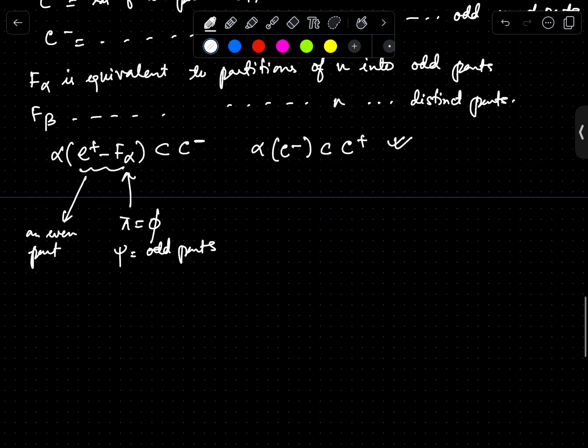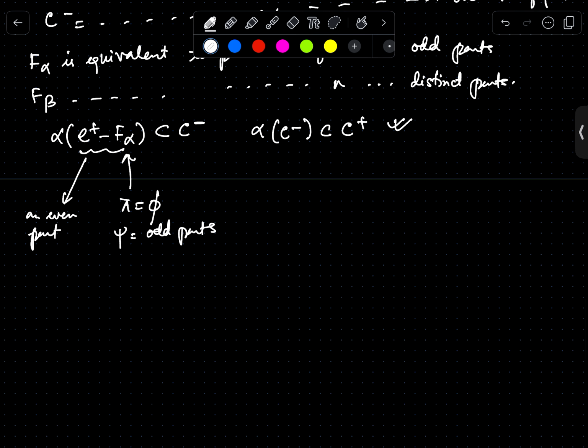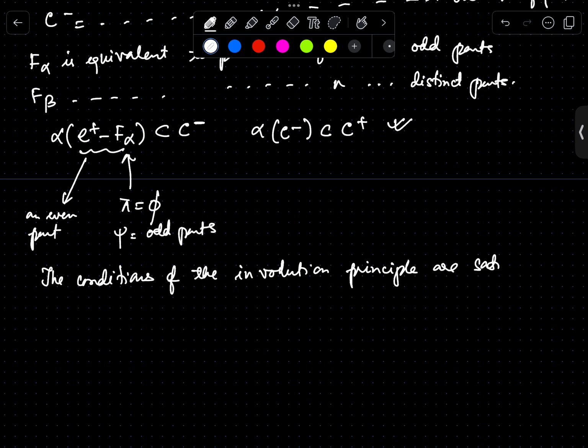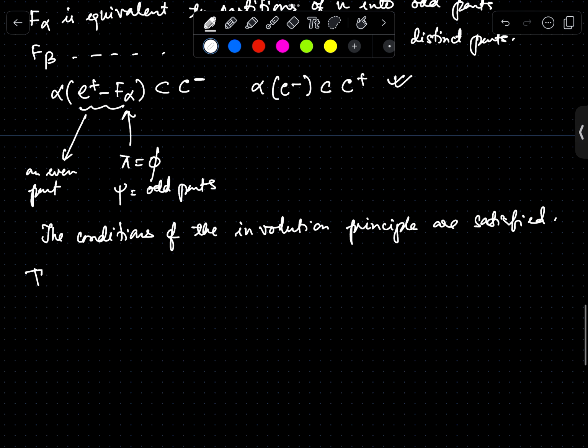So what we have is that the conditions of the involution principle are satisfied. That means we can now apply the involution principle. So what is the bijection? Let me mention explicitly the bijection that the involution principle gives.